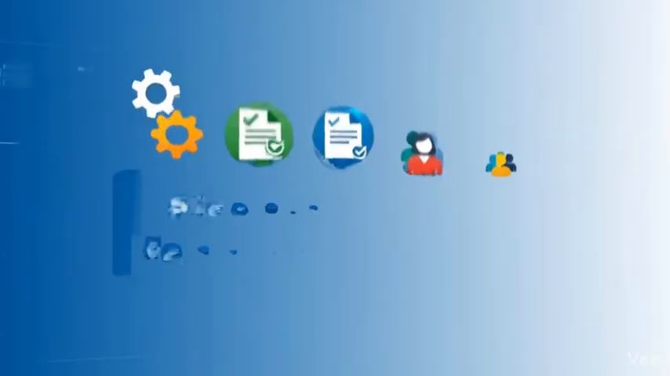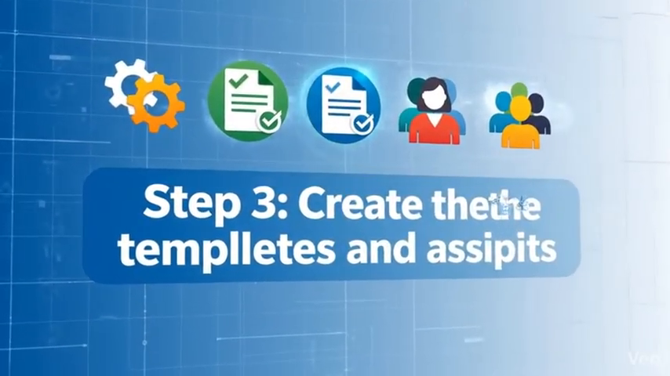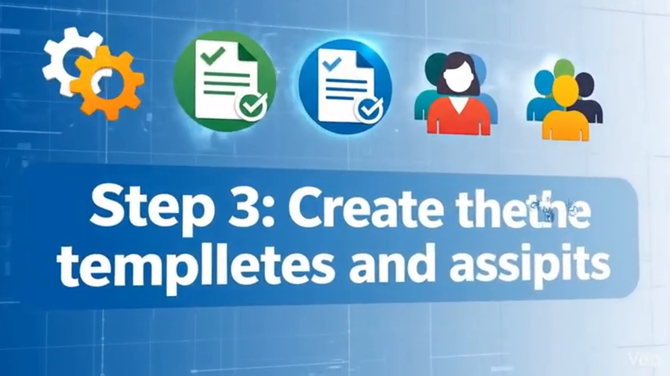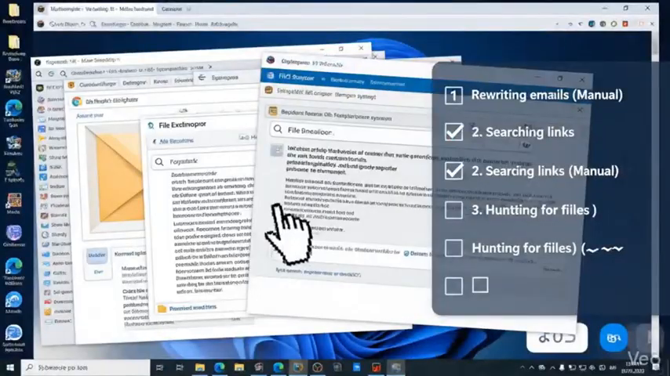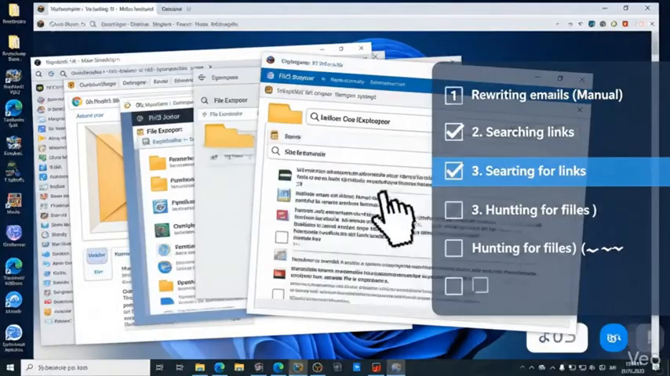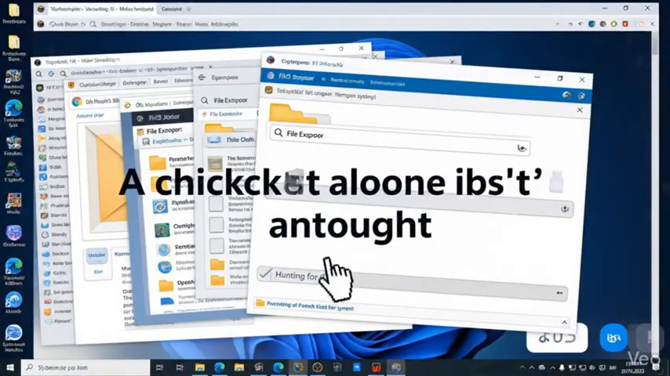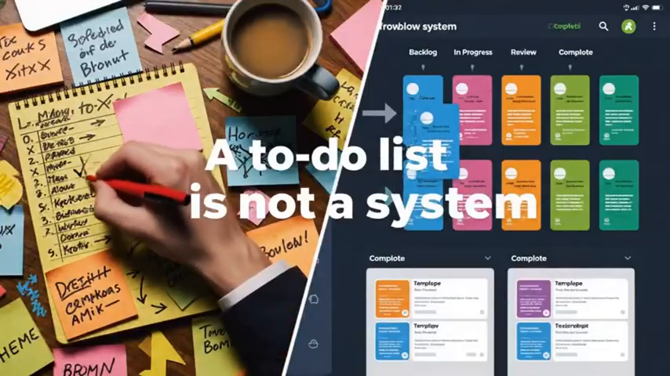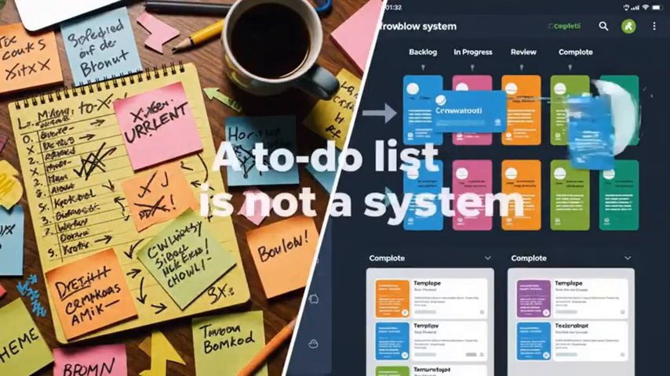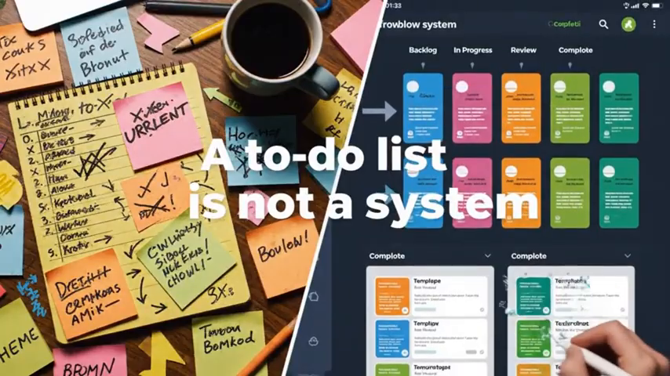Core point 3. Create the assets and templates once. Once the steps are mapped, the next job is to create the assets that support each step. This is where a lot of workflows break down. People make a checklist, but every task still depends on writing something from scratch, finding the right link, or remembering what to send. That's not really a system, that's just a list. Templates are what turn a process into a system.